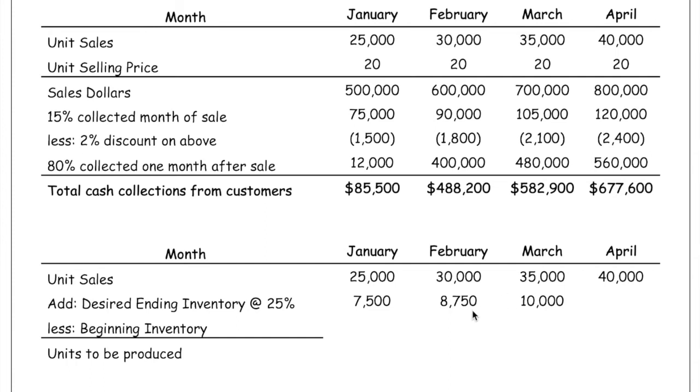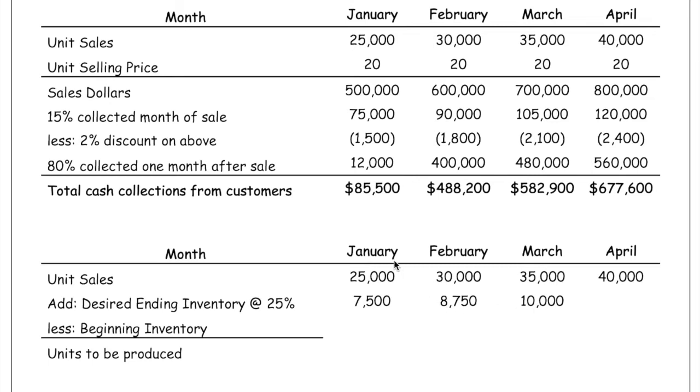At the end of February, we're going to have 20% of our unit sales for March. So 35,000 times 20% would be our ending inventory in February. And in the month of March, we're going to have 25% of what we expect to sell in April. So 25% of 40,000 is 10,000. Notice that we can't do the month of April. However, we needed the month of April in order to obtain the value for March. So after this step, we're essentially going to shave off the month for April.